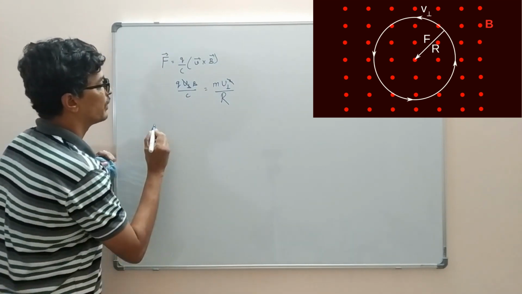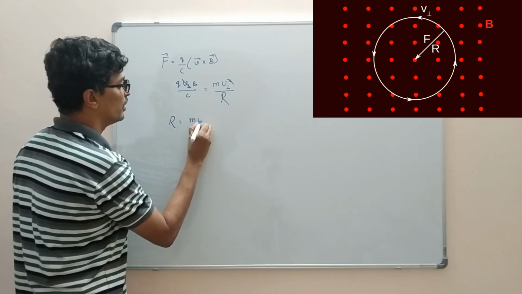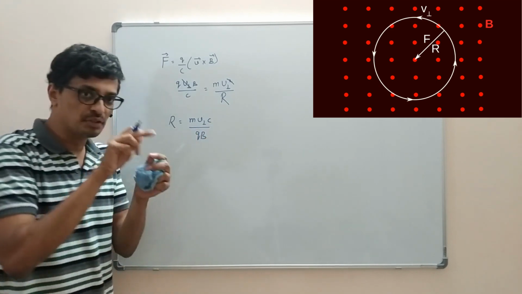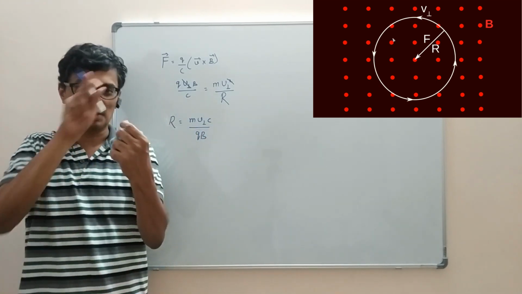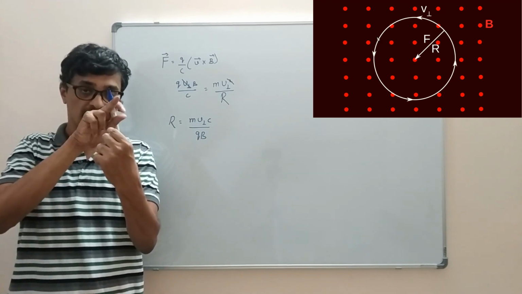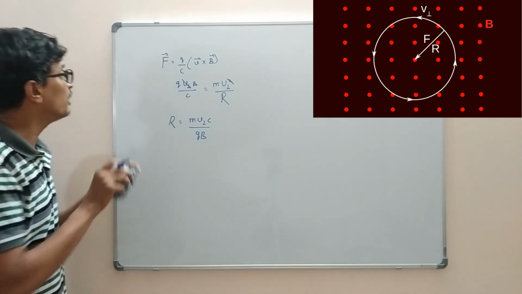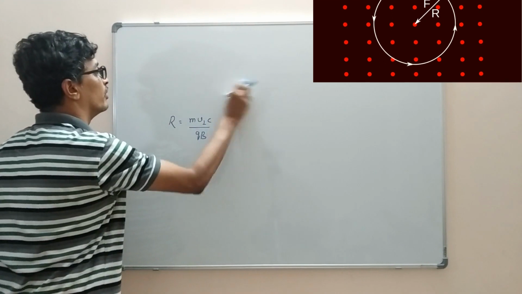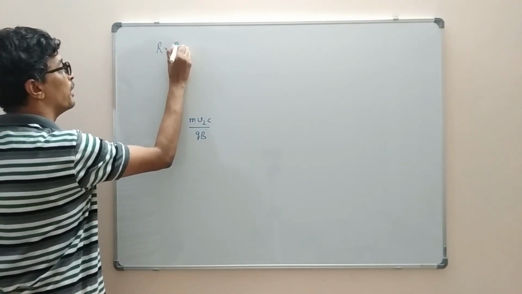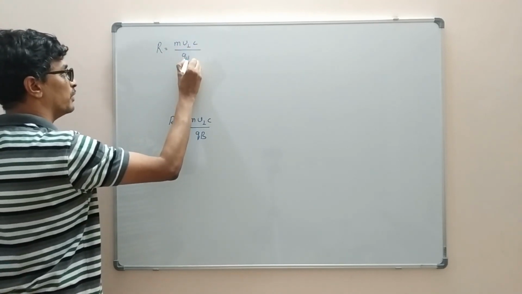And then I can write my r equal to m v perp c divided by q B. So this is going to be the radius of gyration around which the electron or charged particle is going to spin around the magnetic field line. So let me note it down here. So your r equals m v perp c by q B.